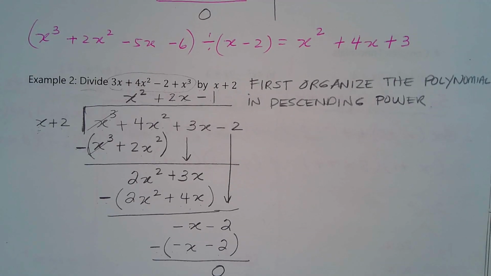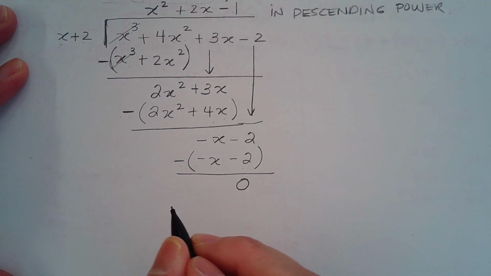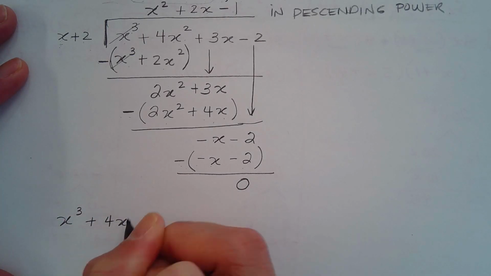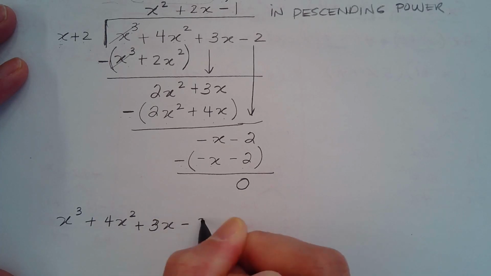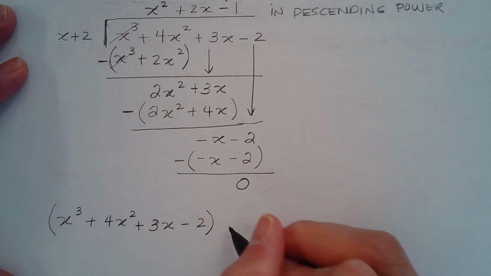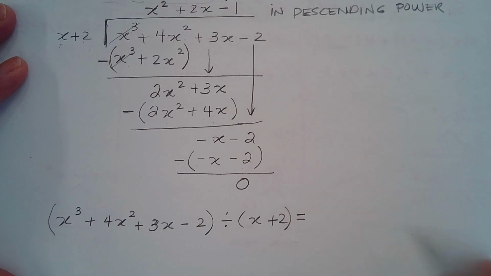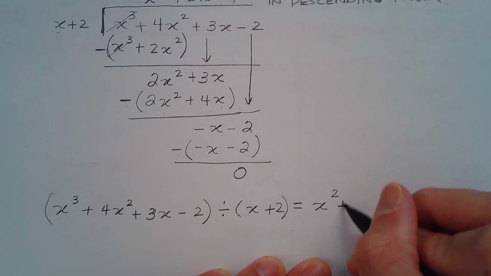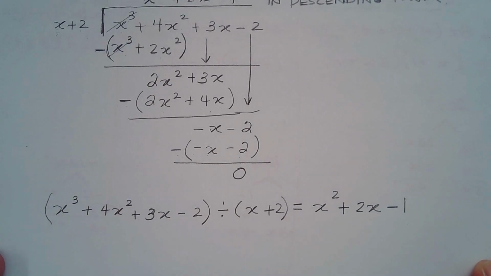Okay, so what's our answer? Our answer is x cubed plus 4x squared plus 3x minus 2, divided by x plus 2, and our answer that we got is equal to x squared plus 2x minus 1. Yes? Okay.